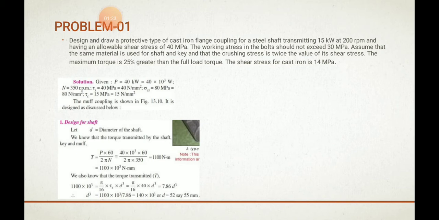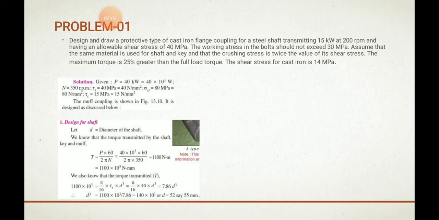Assume that the same material is used for the shaft as well as the key, so that we can assume the parameters for both the shaft and key are the same. The crushing stress is twice the value of the shear stress. The maximum torque is 25% greater than the full load torque. The shear stress for the cast iron is 14 megapascal. With the help of this data we are going to design the cast iron coupling.